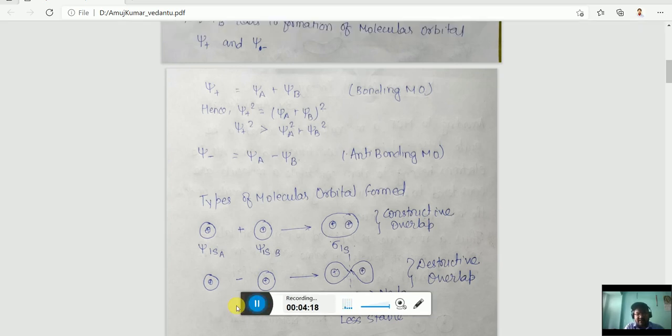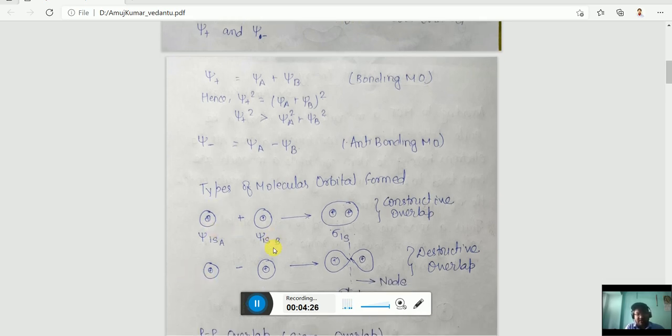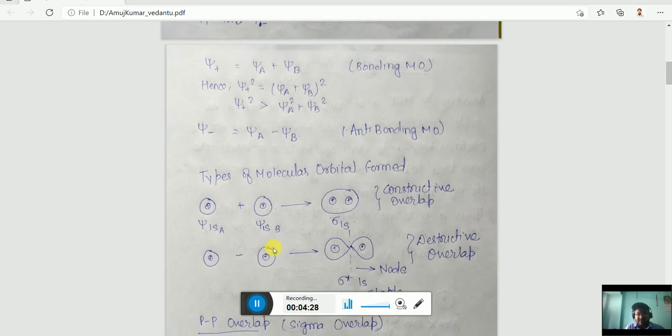Now we will study how the molecular orbitals are formed. Here is an s orbital of spherical shape, and another s orbital of spherical shape. On constructive overlap, they form this type of structure, which is named sigma 1s. On destructive overlap, they will form this type of structure. In this, there is one nodal plane, which can be asked in any exam.